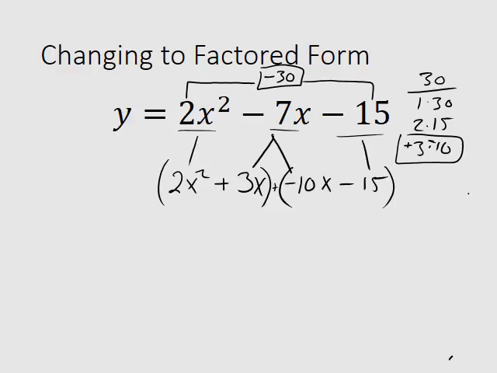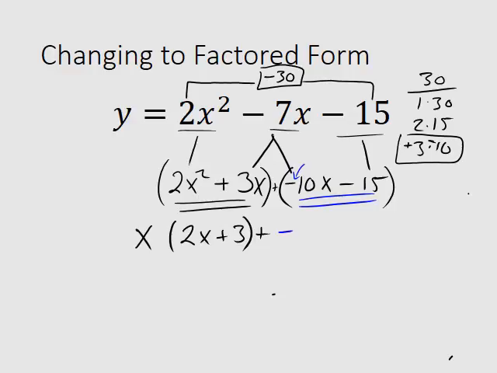And now I'm just looking for common factors. When I look in this first group, I see a common factor of x. This is x times 2x plus 3. Then in this second group, I see they have a common factor of 5. Make sure if there's a negative at the beginning here like this, that you factor that negative out as well. So that's going to be negative 5 times 2x plus 3.